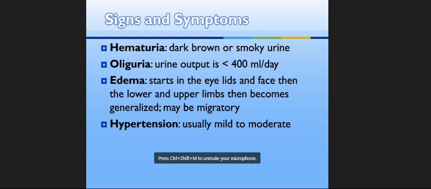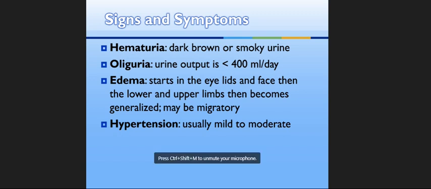Oliguria, again, as defined, is less than 500 nowadays, not 400 ml per day, and anuria is less than 100 ml per day.